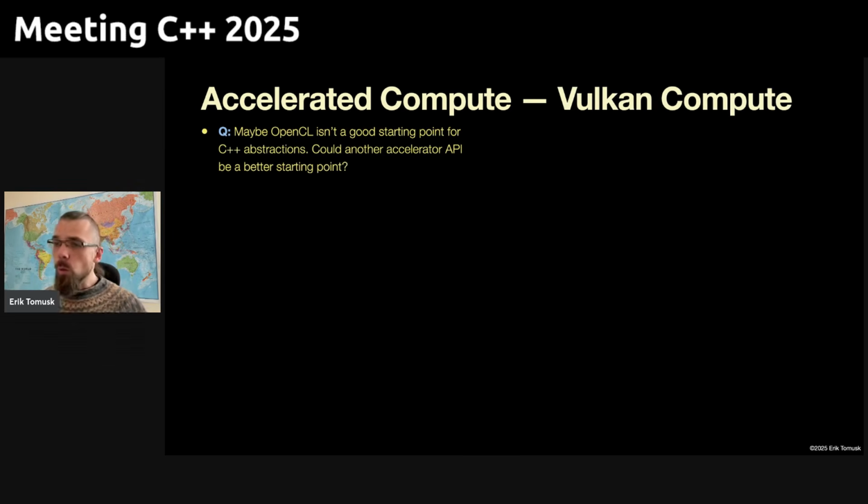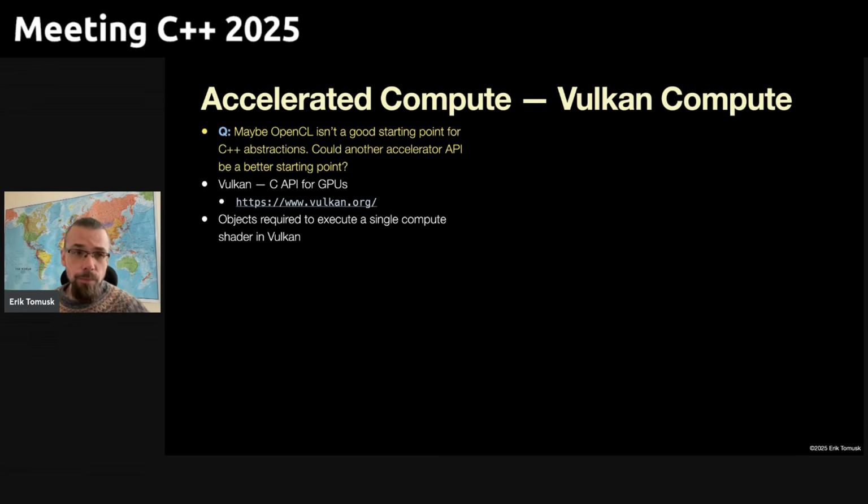So then at this point you start to wonder, maybe OpenCL just isn't a good starting point for a C++ abstraction. Could there be another API that we should be starting with instead? Let's look at Vulkan, which is a C API for programming GPUs. You can find out more about it here.